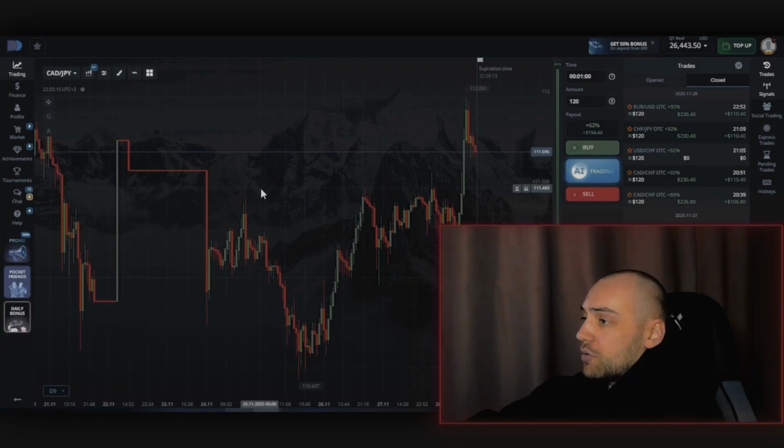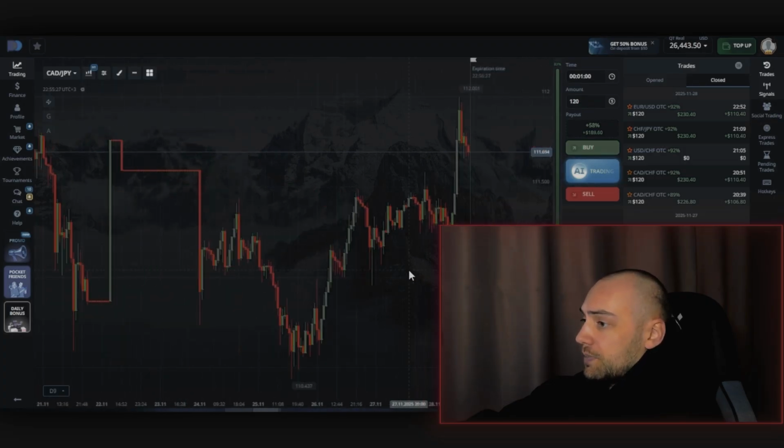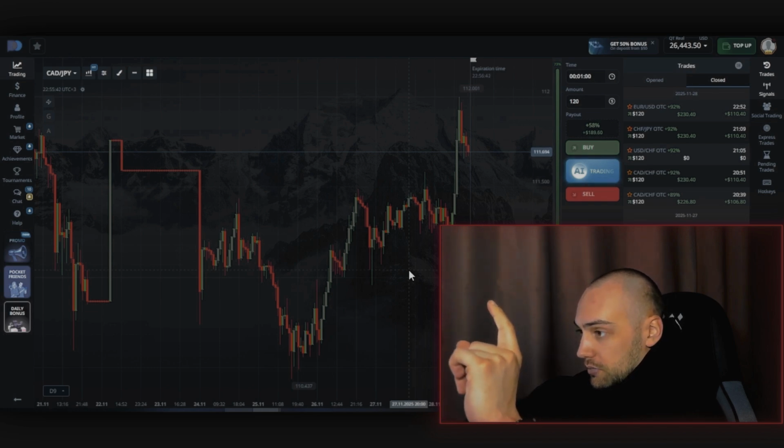Look for pairs without sharp swings, with profitability between 80 to 97% with stable returns over an hour. Here, I don't see that in this hourly chart. So choose pairs with normal volatility, not too sharp and also not too slow. And always monitor economic news. That's very important.